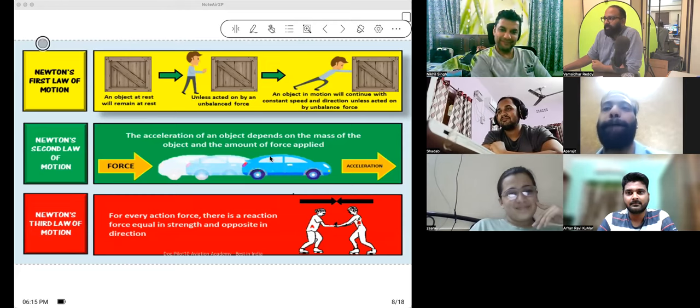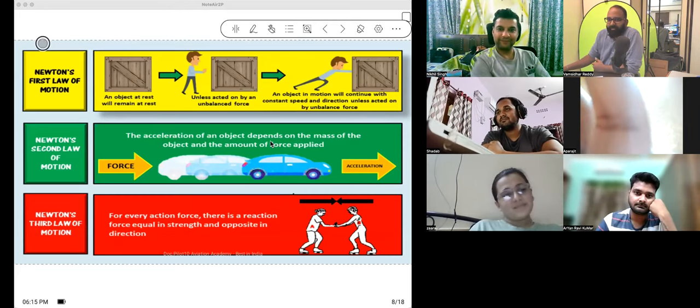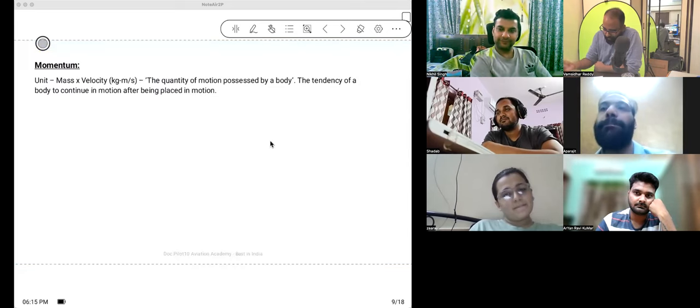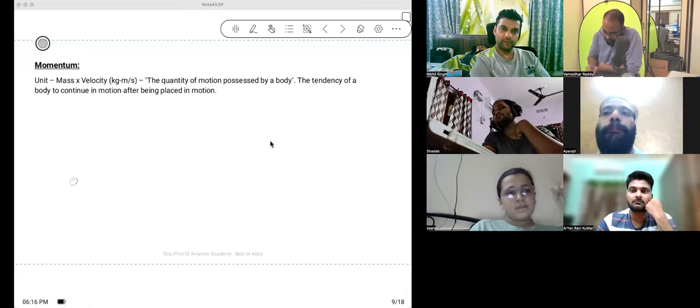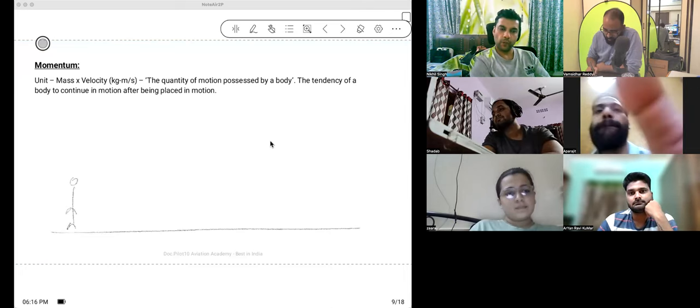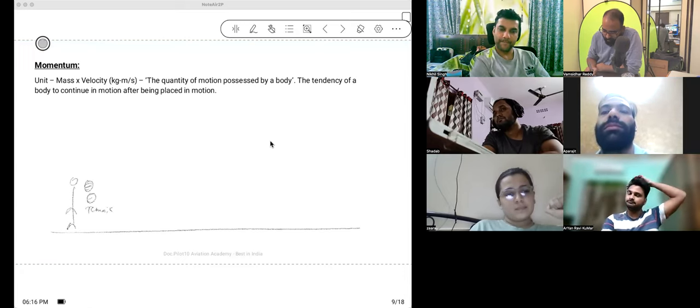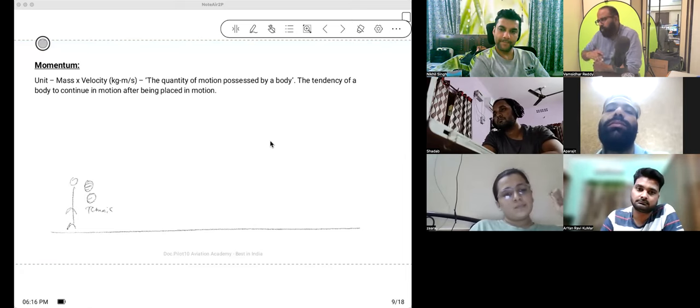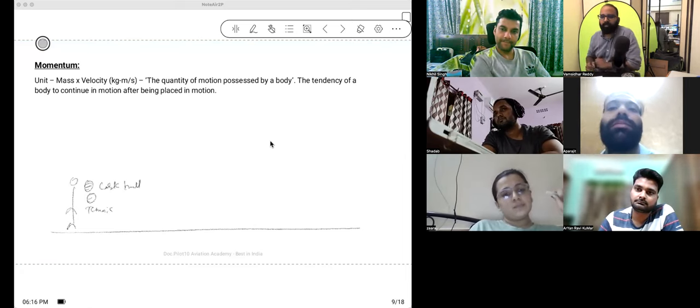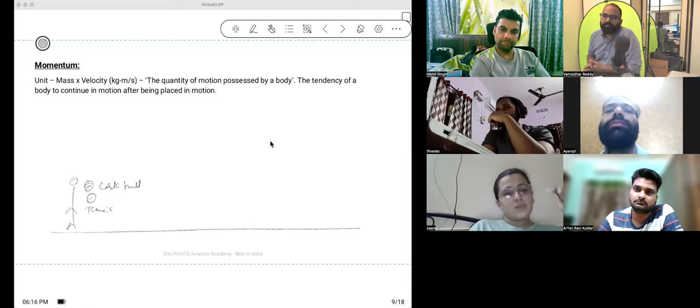Acceleration is proportional to the force applied. Correct? No. Let me give you an example. Let's say you are on a cricket ground. You have two balls. One is a tennis ball. One is a heavy cork ball. Now you throw these two balls with as much force as you can. Which ball will go more distance? Tennis ball, the lighter one. Correct.